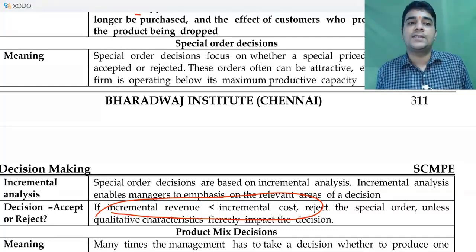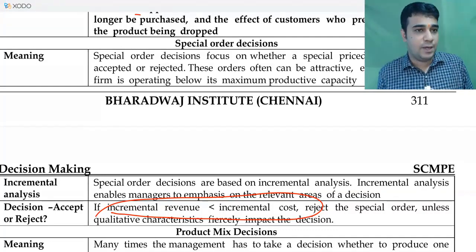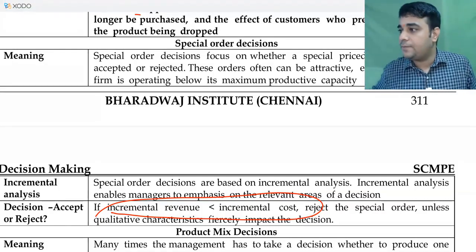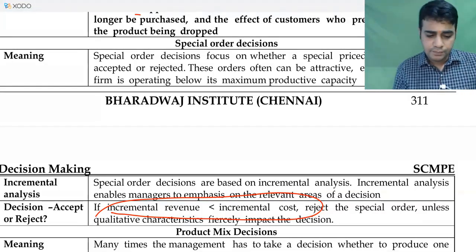How do you decide on acceptance or rejection of a special order? That could be a question. So you may write some points on what is a special order, the financial analysis, and then finally write this as the guideline.